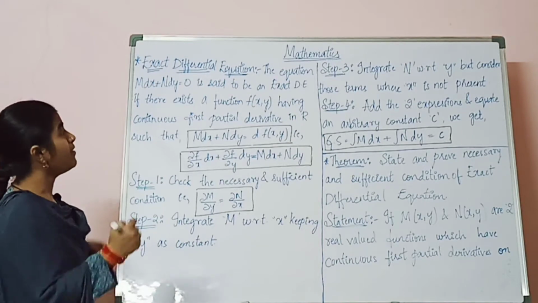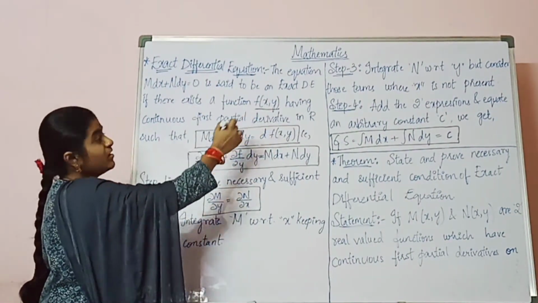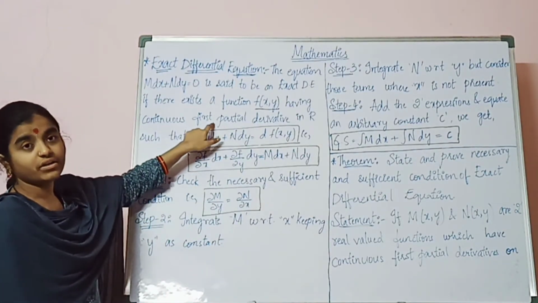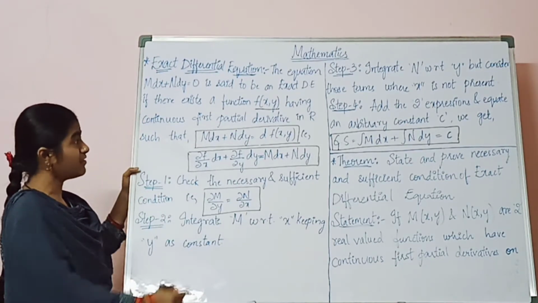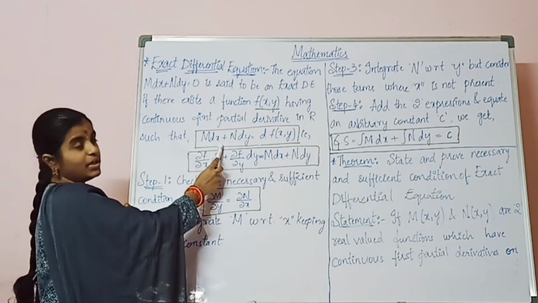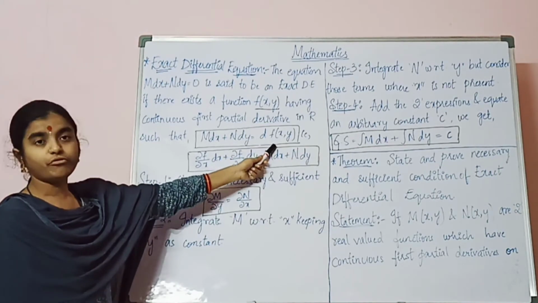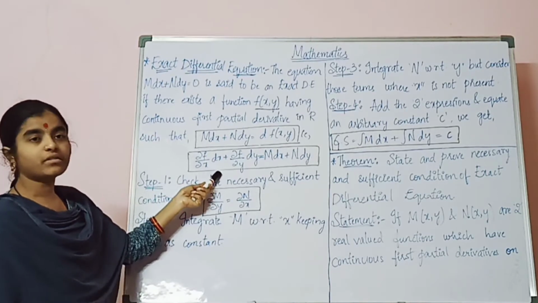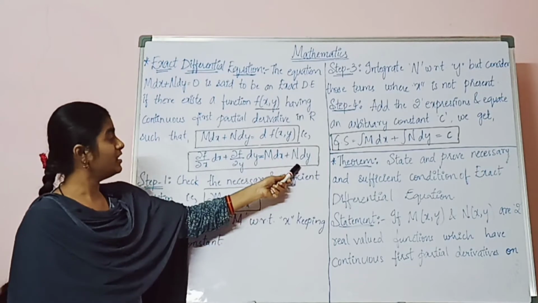If there exists a function. What is the function here? f of x comma y. That function should have continuous first partial derivatives in R such that M dx plus N dy equals d of f of x comma y, that is, dou f by dou x into dx plus dou f by dou y into dy equals M dx plus N dy.